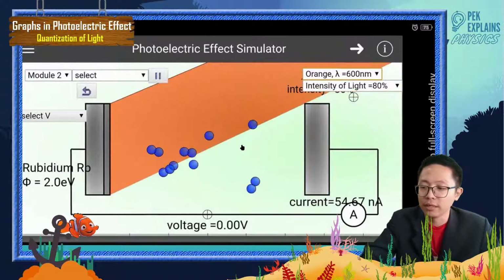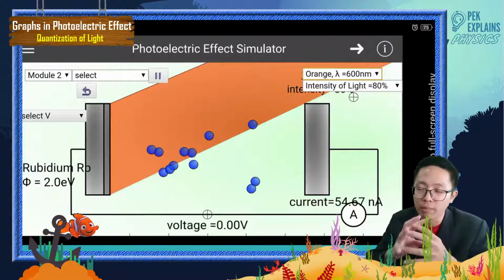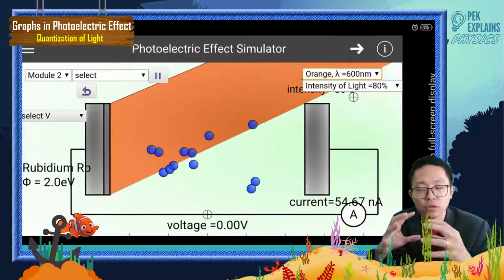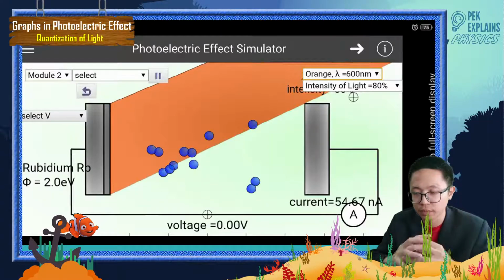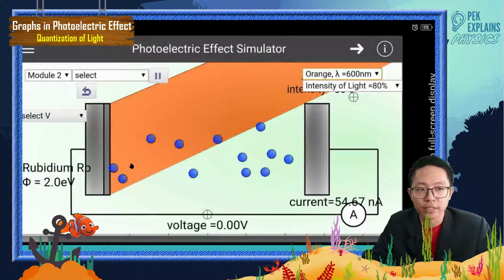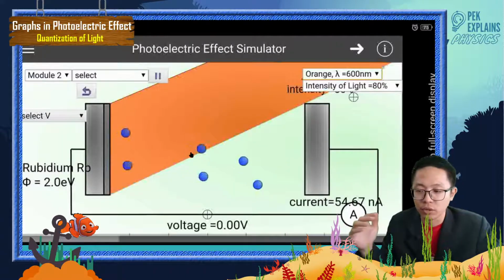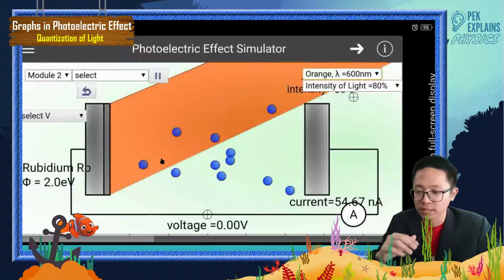Okay, look at the orange light. Low frequency, small packet of energy, low energy also. The electron ejected is also much less energetic. So velocity is very low. Then look at this one. You see that it travels slower. The electron travels at a slower speed compared to just now.